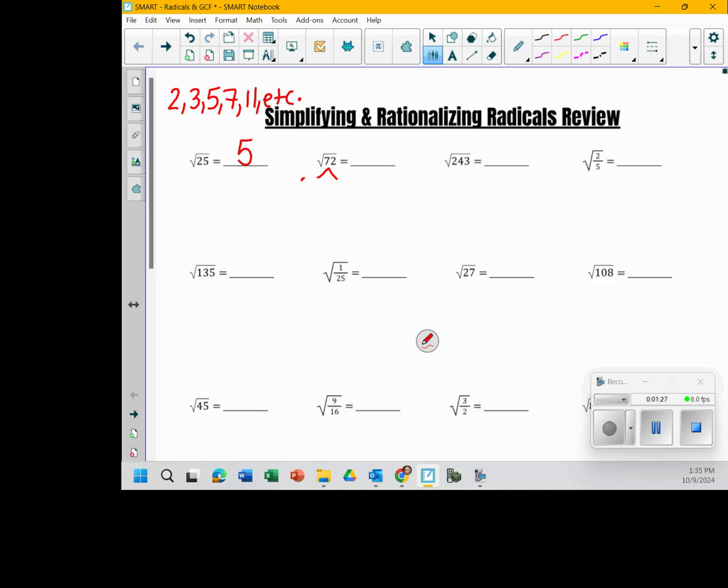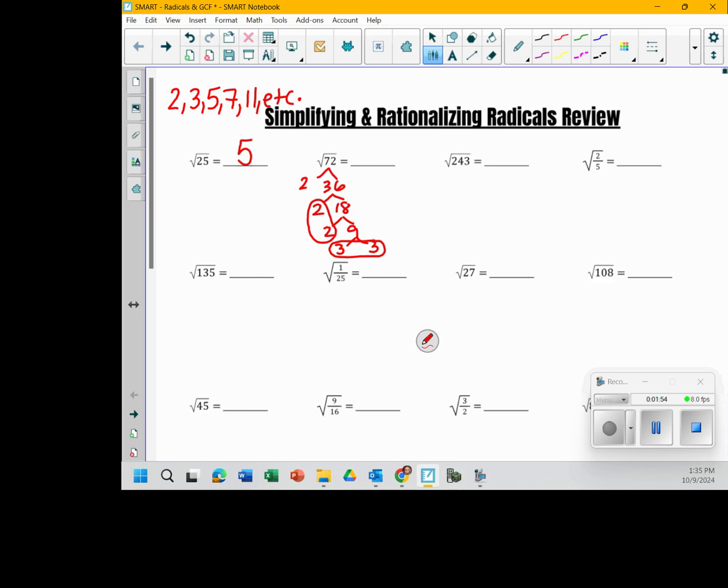So 72 divided by 2 is 36. I can still divide by 2, I get 18. I can still divide by 2, I get 9. 9 cannot divide by 2, so now I'm going to go to the next prime, which is 3. 9 divided by 3 is 3. And 3 is only going to break down to 3 and 1. Okay, then you want to pair them off.